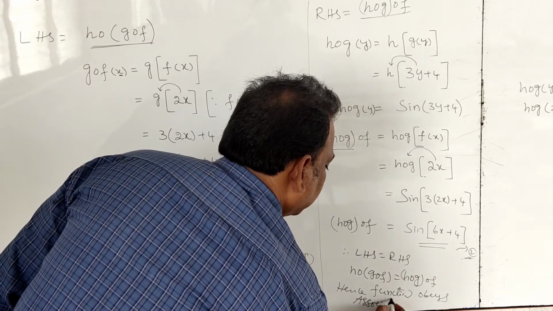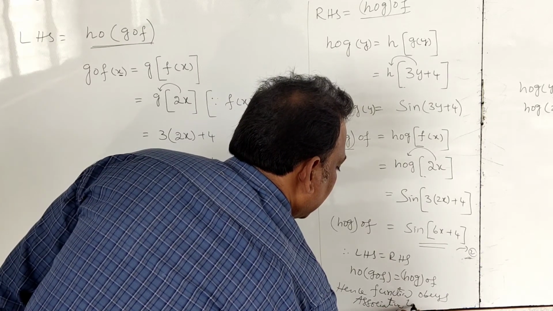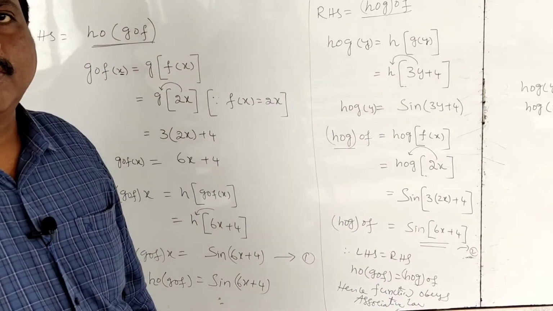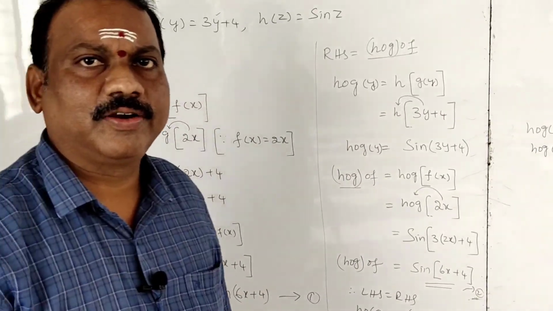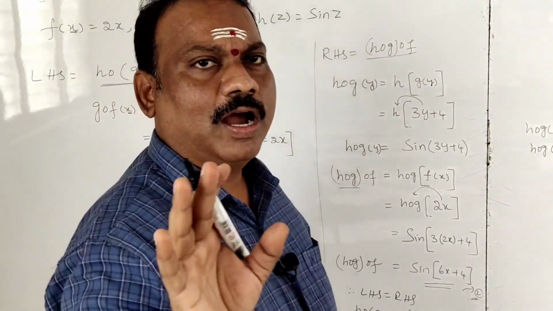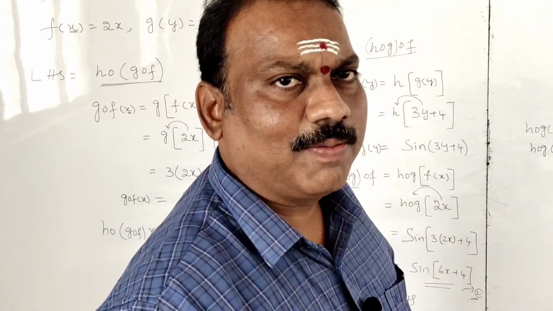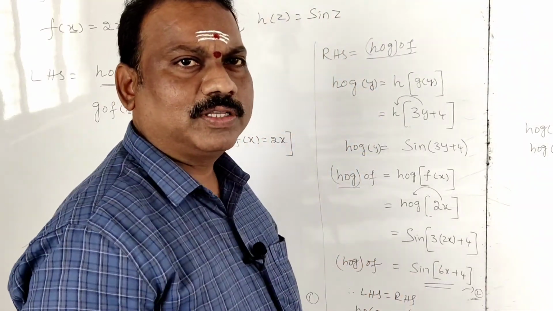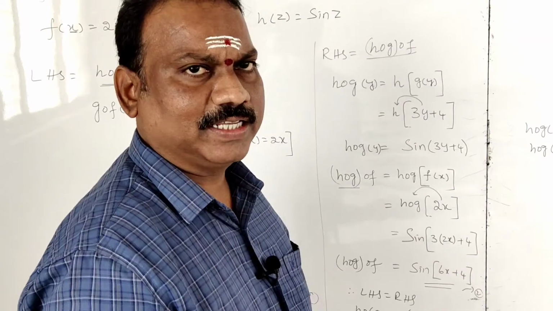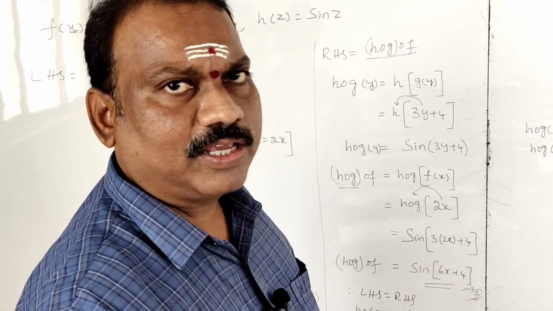Hence functions obey the associative law. Understood, students? So functions satisfy associative but not commutative. Commutative we already explained with one example. This is one more example. The same problems are given in the board exam, so be careful. I think you understood.